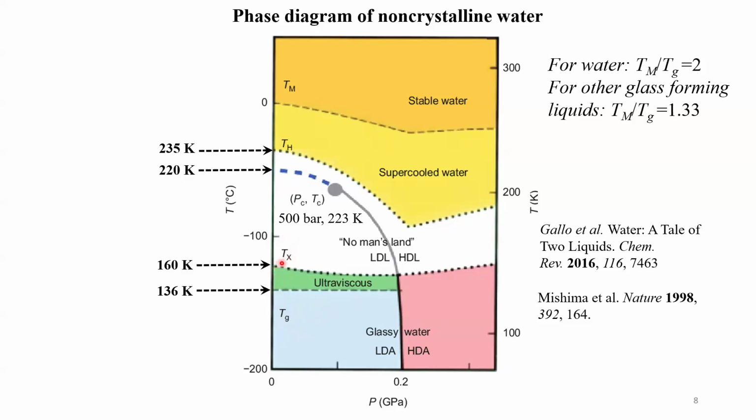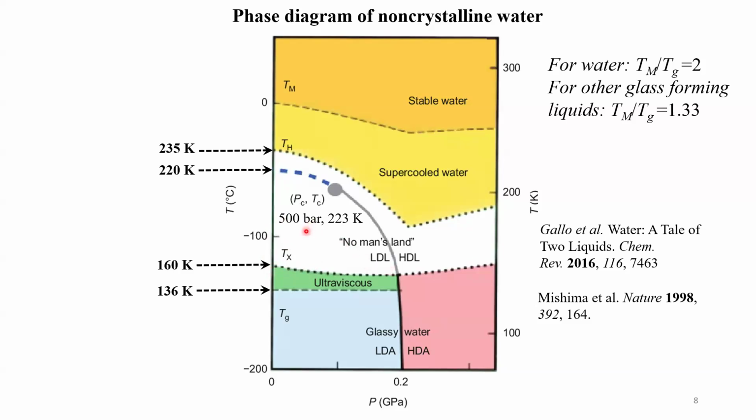This is TX. So therefore, between TH and TX, you will not get water in the liquid state, but it will spontaneously freeze. And that is why these people, led by Stanley's group, called it the "no man's land" region, quote unquote. So here you cannot get the water in the liquid state. And experimentally also, it has still not been possible to get a stable liquid state below this TH and above TX.